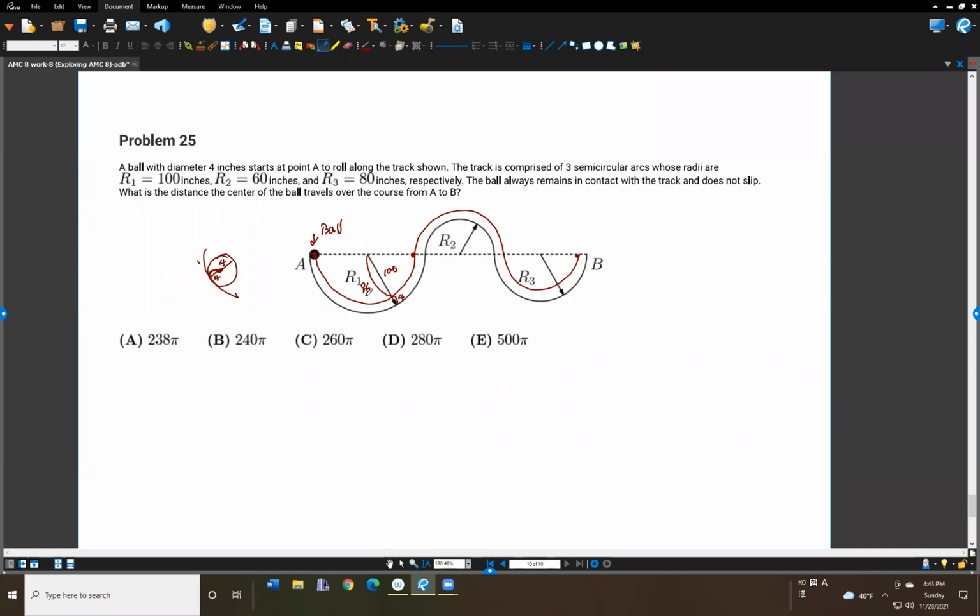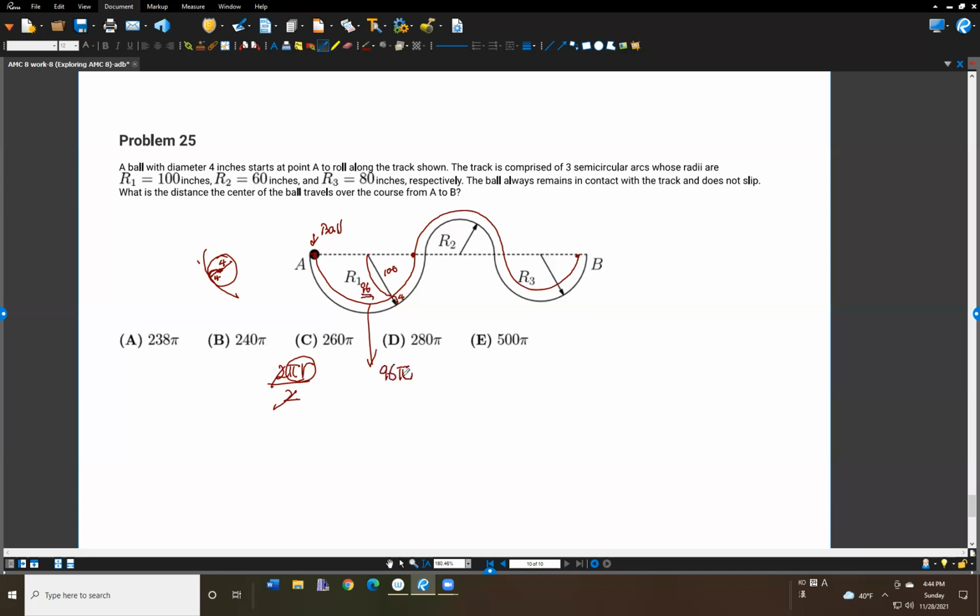Okay, now the new radius is 96. What is the circumference? 2 pi r, that is the circumference, but that's a semicircle, so you can divide it by 2. So the length of this semicircle arc is just pi times radius. This radius is 96, so the arc is 96 times pi. 96 pi.